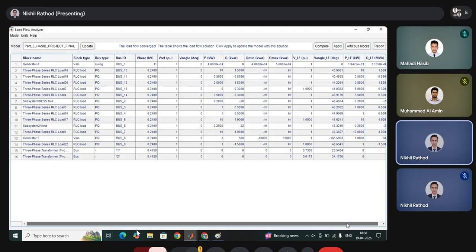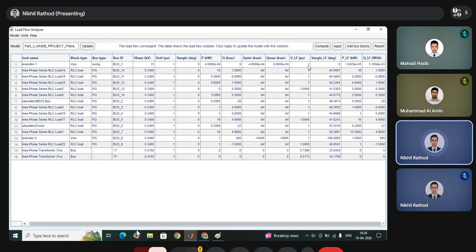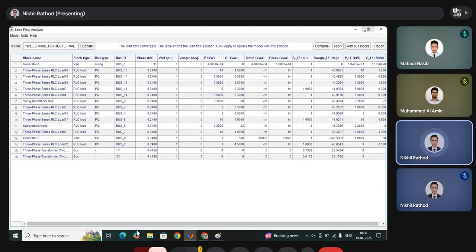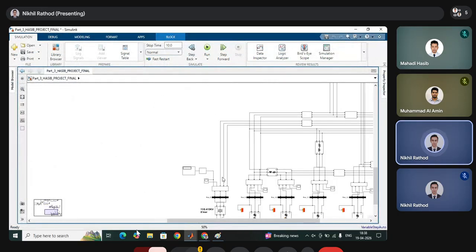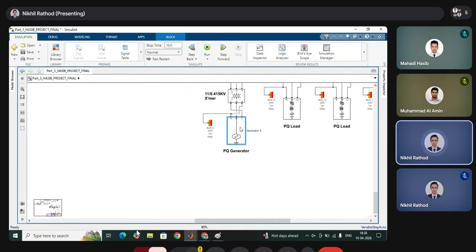So bus one is the reference bus, the swing bus. That's why it is zero, whereas the remaining voltages are within limit, which is coming as one. The angle is also nearly there, and active power and reactive power. We are taking this much active power from the grid, from the swing generator, which is the reactive power. Then I have mentioned one PQ generator, which is just feeding whatever they are generating.